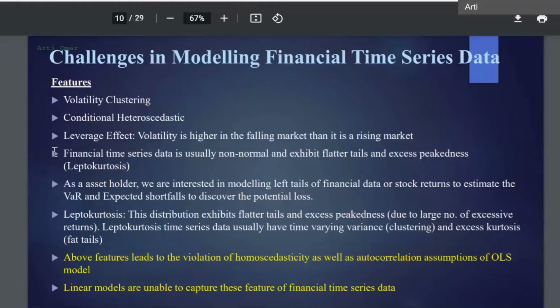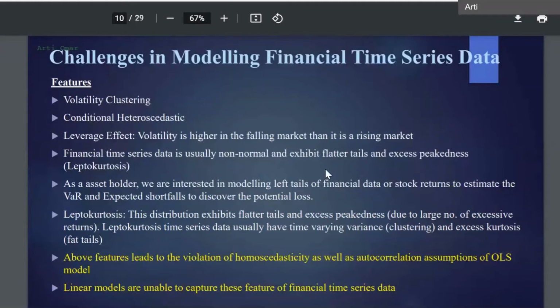And why do we need to model the time series data? As an asset holder, we are most interested in modeling the left tails of the financial data or the stock return. Left tails means we are more interested in the negative returns, that means the loss we are going to have after holding a portfolio of assets, to estimate the value at risk and the expected shortfall. Once we have this, we can discover the potential loss and try to avoid it. Of course, these are important everywhere: in banks, for a portfolio manager, for mutual funds, as a company, even for individual stockholders. So it's very important.